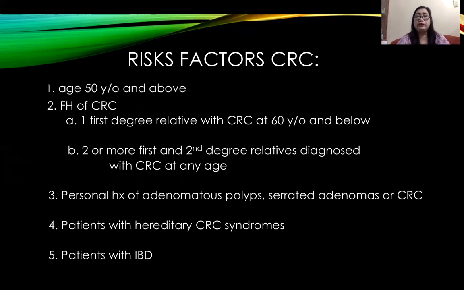If there's a family history of colorectal cancer, so what is this family history? If you have a first-degree relative with colorectal cancer history at 60 years old and below, or if you have 2 or more first and second-degree relatives diagnosed with colorectal cancer at any age for that matter. If you have a personal history of adenomatous polyps or serrated adenomas or colorectal cancer, patients with history of hereditary colorectal syndromes, and patients with inflammatory bowel disease.